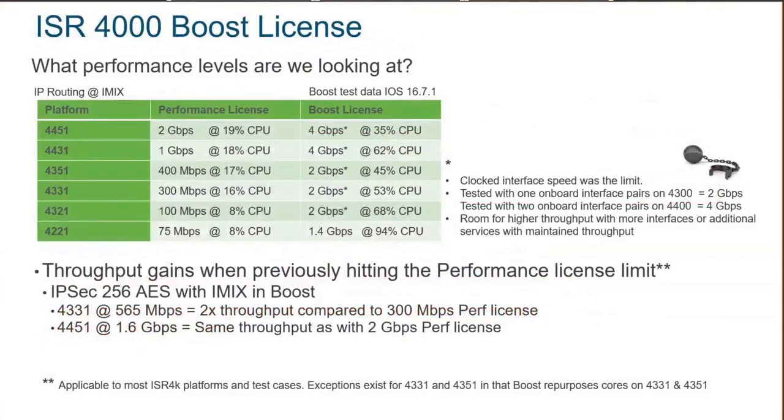So this is the boost performance working. The performance license will give us this throughput on different platforms, expected at the CPU percentage. Boost will be 4 Gbps at 35%, but there will be certain limitations as well. Like I said, it will be CEF traffic only. Non-CEF traffic will reduce the performance, and IPsec traffic, if it is more, will also reduce the performance.